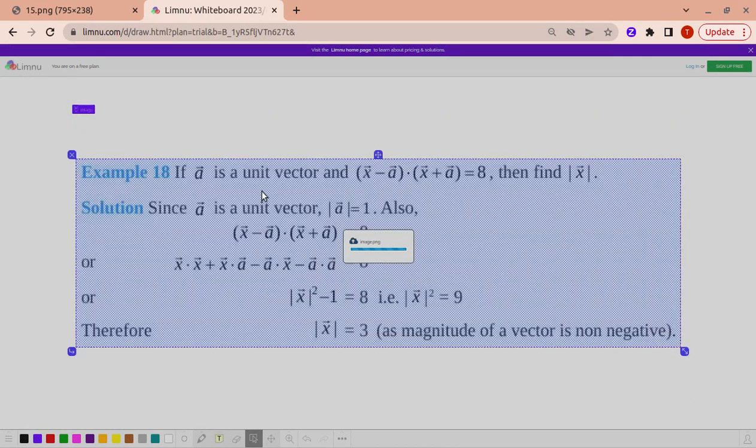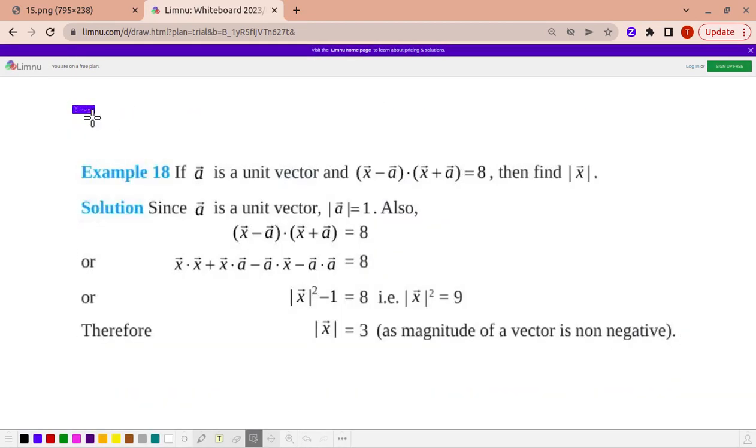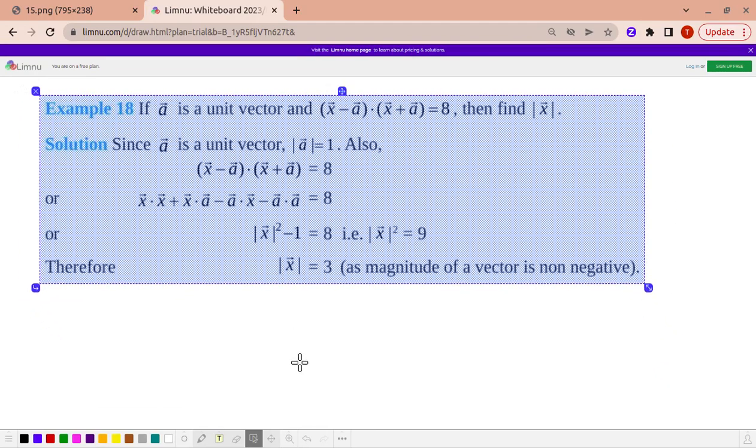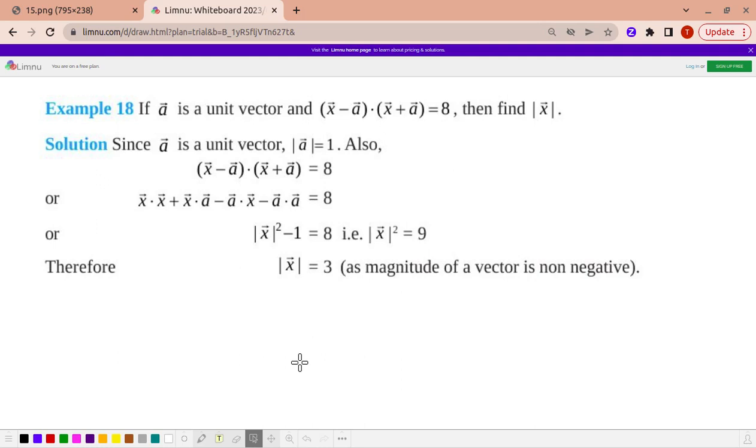So dear students, here the question is: if A is a unit vector and x is also a vector, and x minus A dot x plus A is equal to 8, we need to find the magnitude of the vector x. One condition is given: A is a unit vector. A is a unit vector means mod of A is equal to 1.